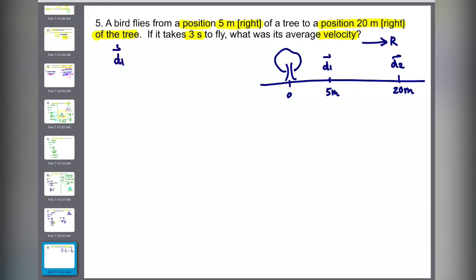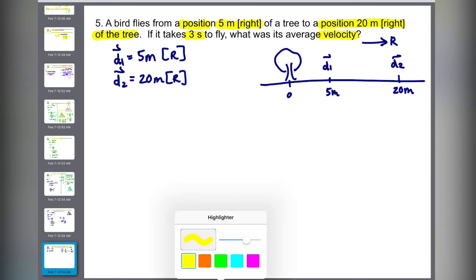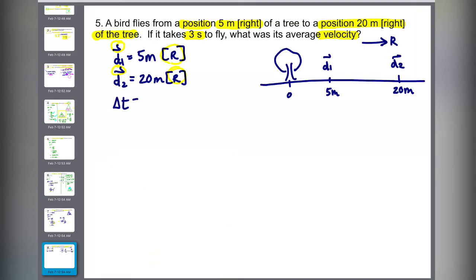So d1, the first position, is 5 to the right. Write all your directions now, careful. d2 is now at 20 meters to the right. Things that I need you to check: did you put these little arrows here? These are important, right? You have to put a direction. I'm talking about positions. Did you put your direction here? Those are important things that you need to do. In the question, they also tell you it takes 3 seconds. That's my time. And they would like you to find the velocity. Velocity is v with an arrow. What is the equation for velocity? Velocity is delta d arrow over delta t. But you do not know what delta d is yet.